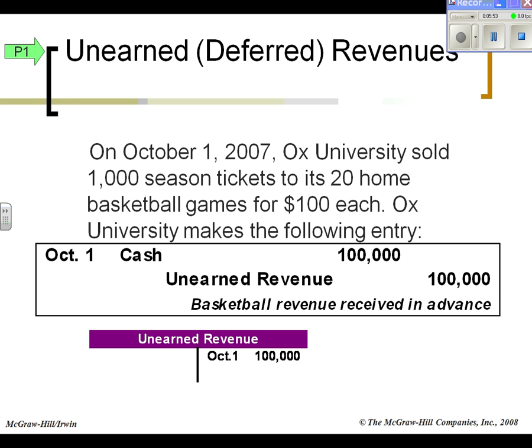So we collected cash, but did we earn the revenue? We haven't. So we cannot show the revenue as being earned on our income statement. That's why we set it up on our balance sheet as a liability account, and that's the unearned revenue account, or it could be entitled deferred revenue.